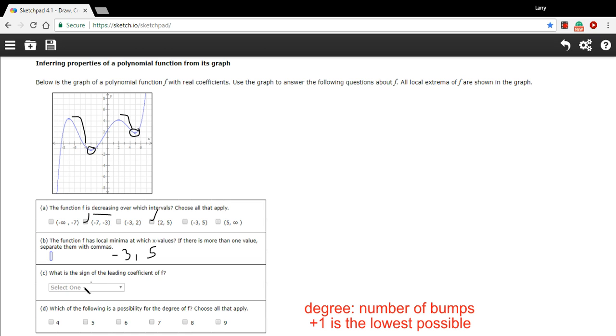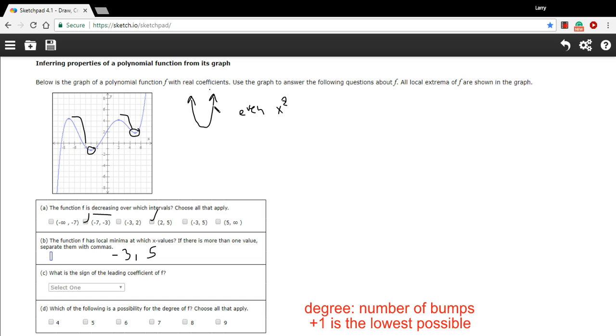All right. C says, what is the sign of the leading coefficient? So this we can tell from looking at the graph, and what I want to do is just put up a couple of simpler examples. A function can be even or odd. Here's an example of an even function. We call it an even function because the highest power of x is an even number. In this case, 2. So this is the function x squared. It's a parabola.